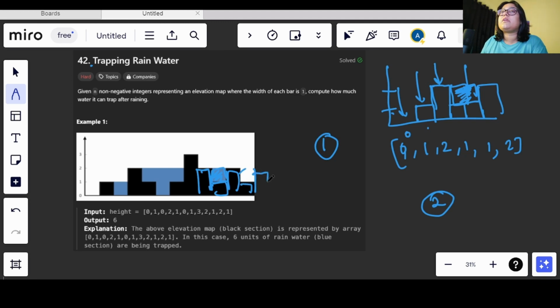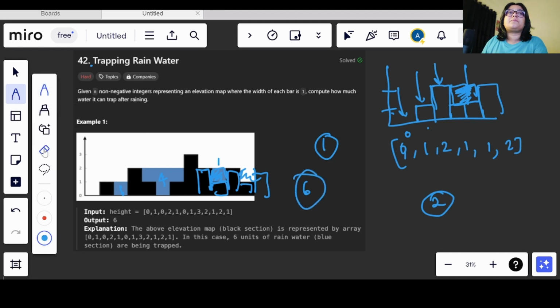Since we do not have any other wall here, so we will not be able to store any water here, and we will be getting only 1, and here will be 4 units of water, and here we will be getting 1 unit of water. So total we will be storing 6 units of water between the walls.